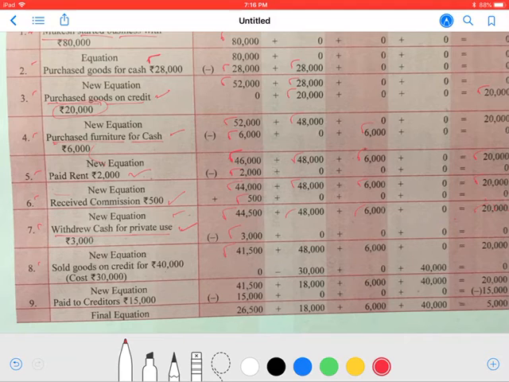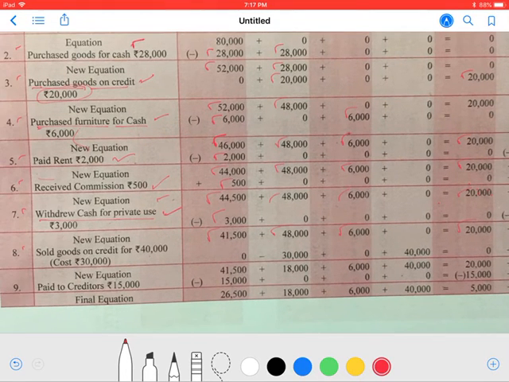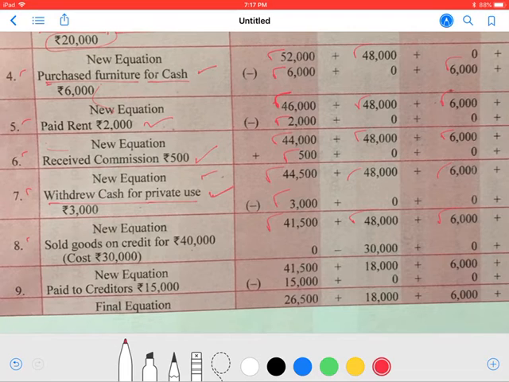Okay, and this is the drawings, and you have already studied about the drawings. So it will be deducted from capital, because drawing says directly the reduction of capital. So 3,000 will be deducted from capital, and capital will come to now 75,500, and obviously these amounts 48,000, 6,000 and 20,000, there is no change in these amounts. Okay, now the next equation is sold goods on credit.